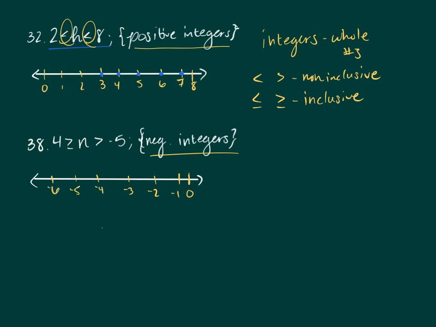Okay, and then because we are greater than negative 5, non-inclusive, our answers for negative integers are going to be negative 4, negative 3, negative 2, negative 1, and then we're going to stop there. Even though n can go up to positive 4, we only want negative integers, and those would be negative 4, negative 3, negative 2, negative 1. And again, we don't include negative 5 because it's not inclusive there.